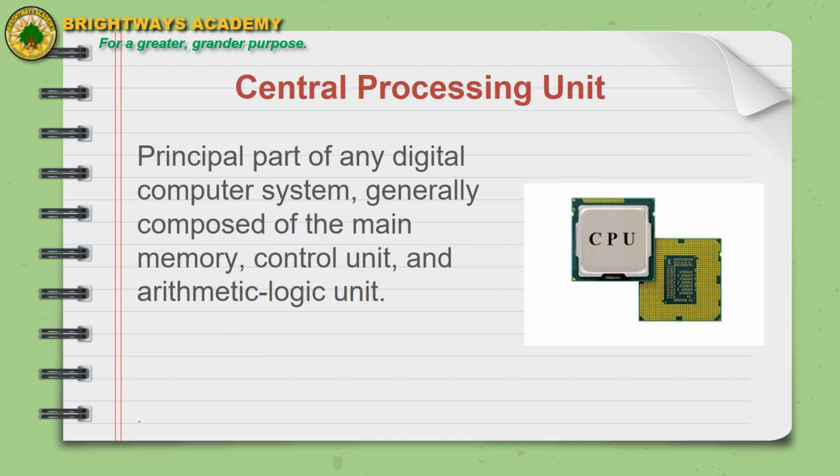The next is the Central Processing Unit or the CPU. Central Processing Unit or the CPU, principal part of any digital computer system, generally composed of the main memory, control unit, and arithmetic logic unit.